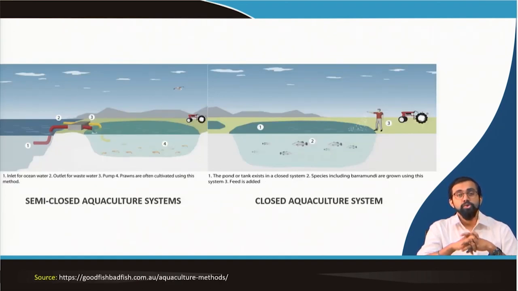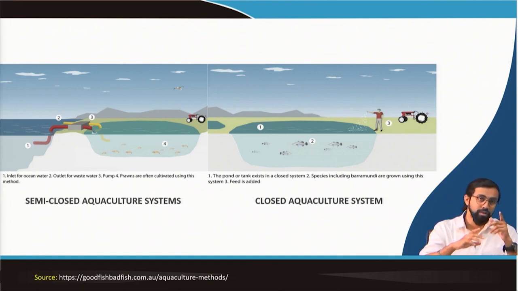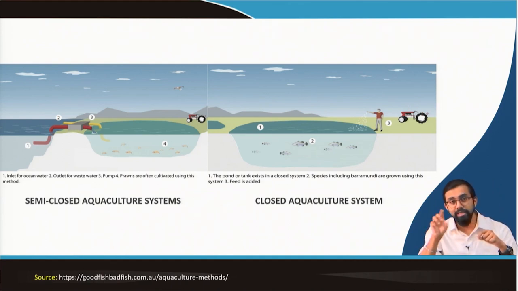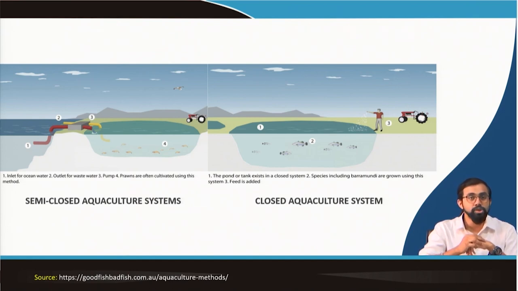Here in this picture, I have shown you what a semi-closed aquaculture system is and what a closed aquaculture system is. In the semi-closed aquaculture system, you see the inlet, the raw pipe, which is used with this conduit line to take water from the sea or ocean. Then it is pumped to the system, and that water is utilized. The prawns are normally cultivated using these methods.